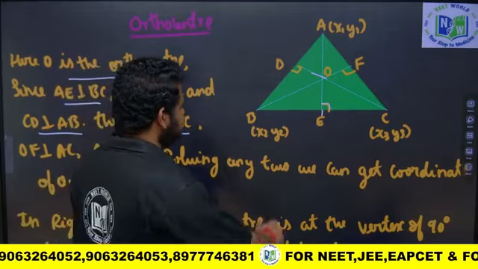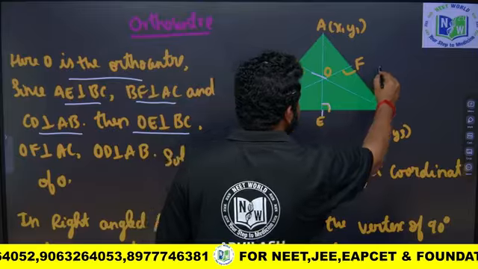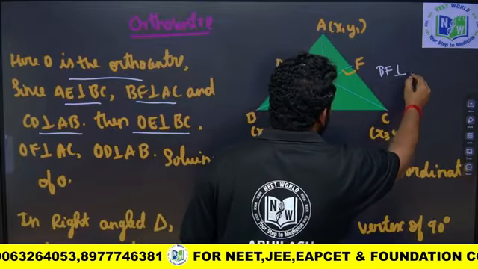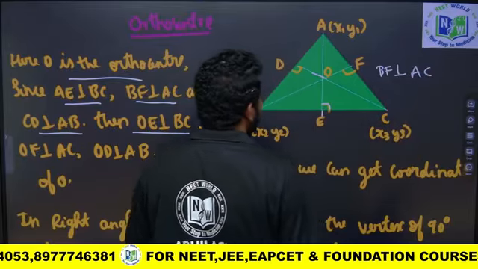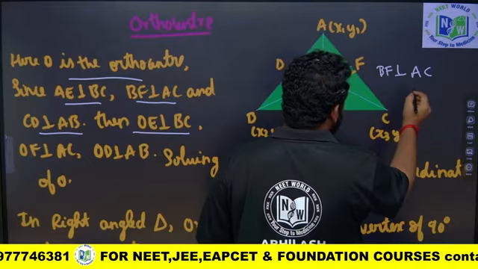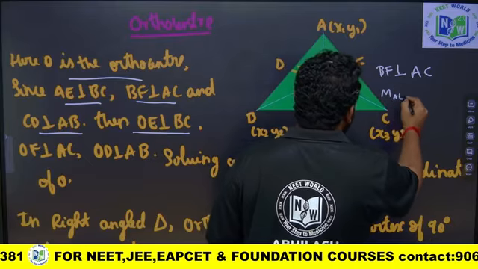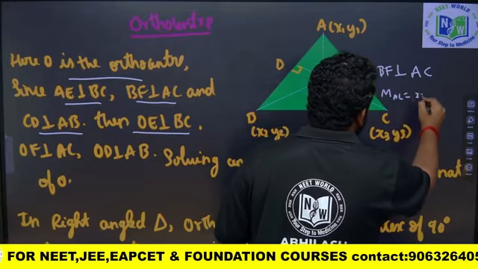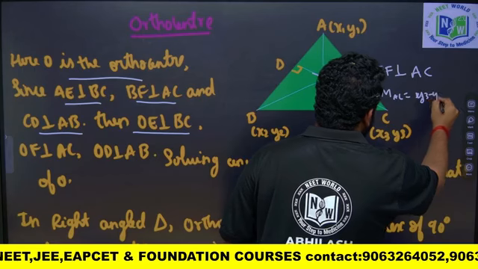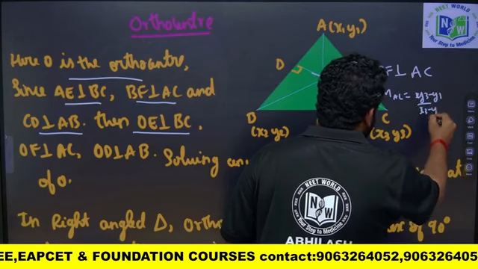So suppose here we have BF perpendicular to AC. BF is perpendicular to AC means for the line AC we can find the slope. Slope of AC is nothing but y3 minus y1 by x3 minus x1. You will get the slope of this line.